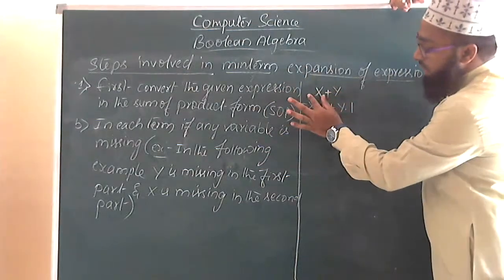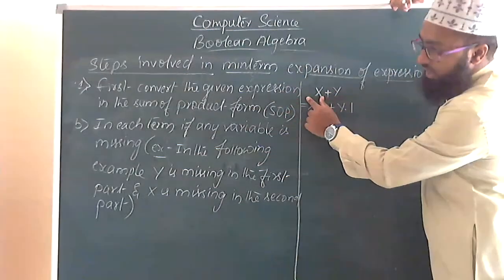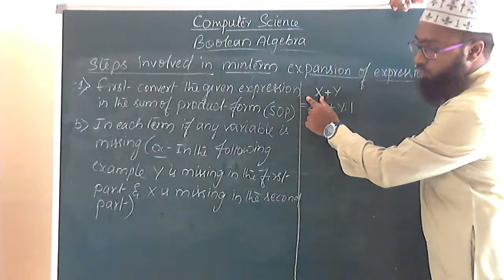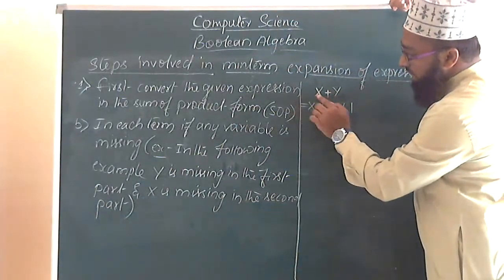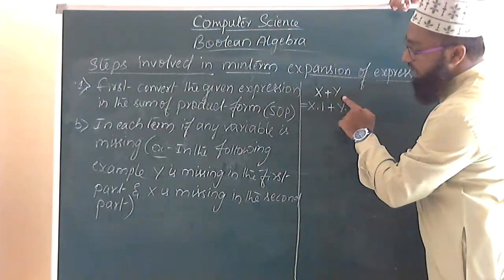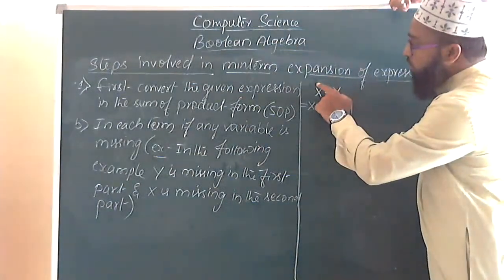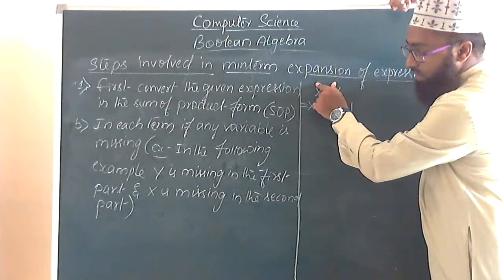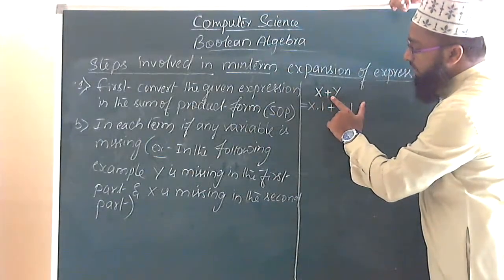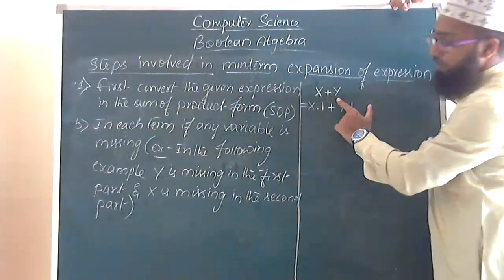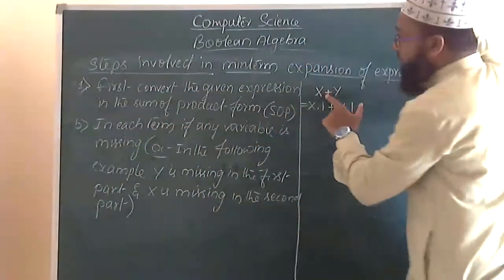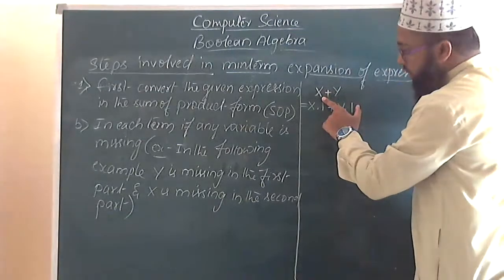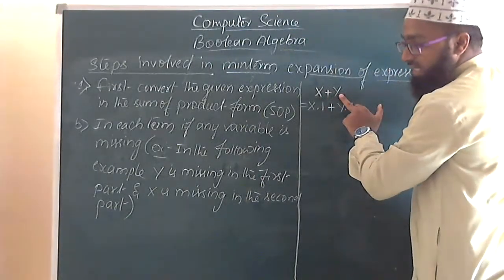For min term, every term should contain at least two variables. Here xy should be present, here also xy should be present. Why? Because only x and y, two variables, are there. So x should be present here and y should be present here. In each term, if any variable is missing, here y is missing and here x is missing.